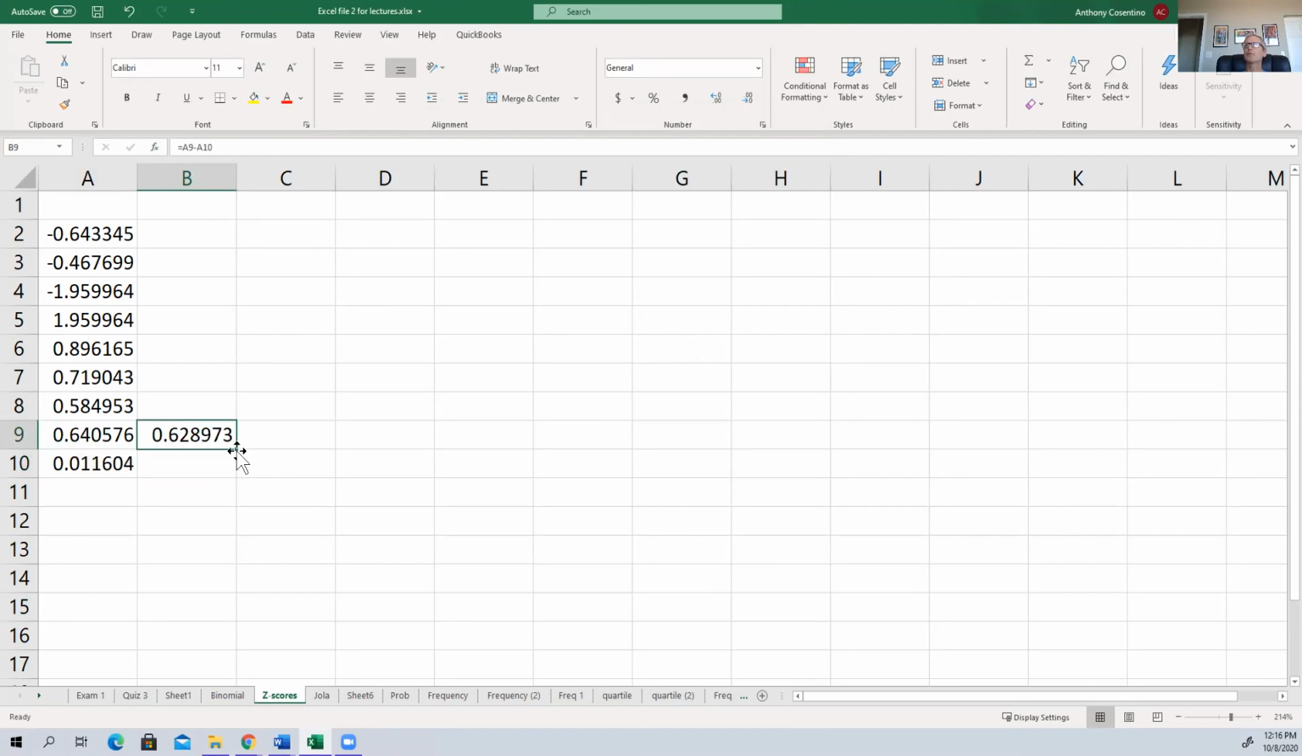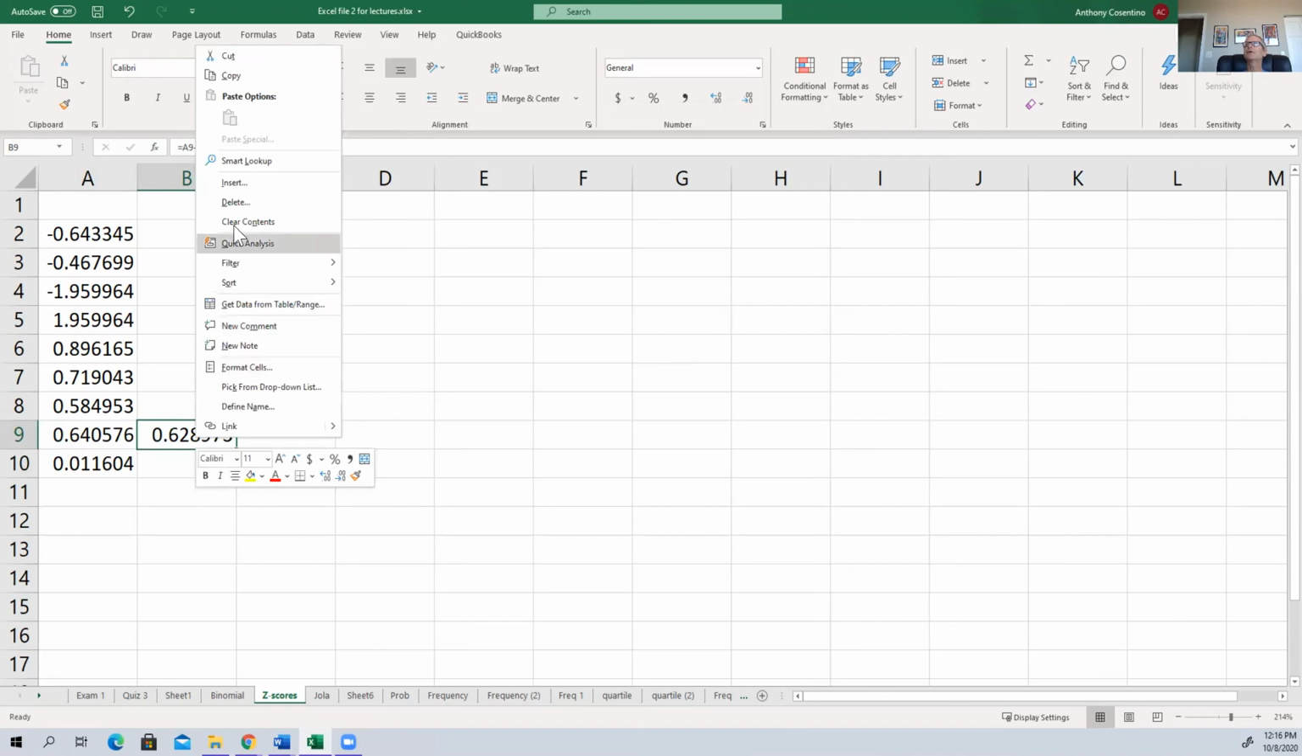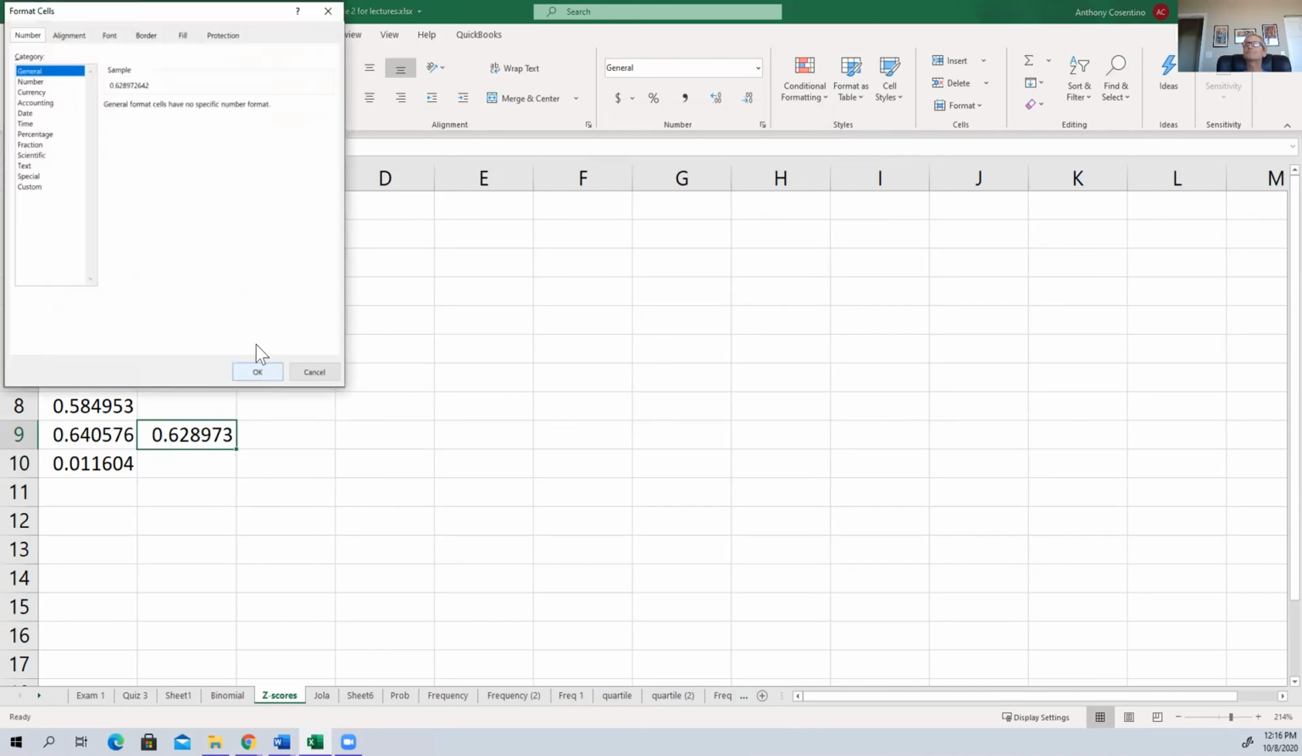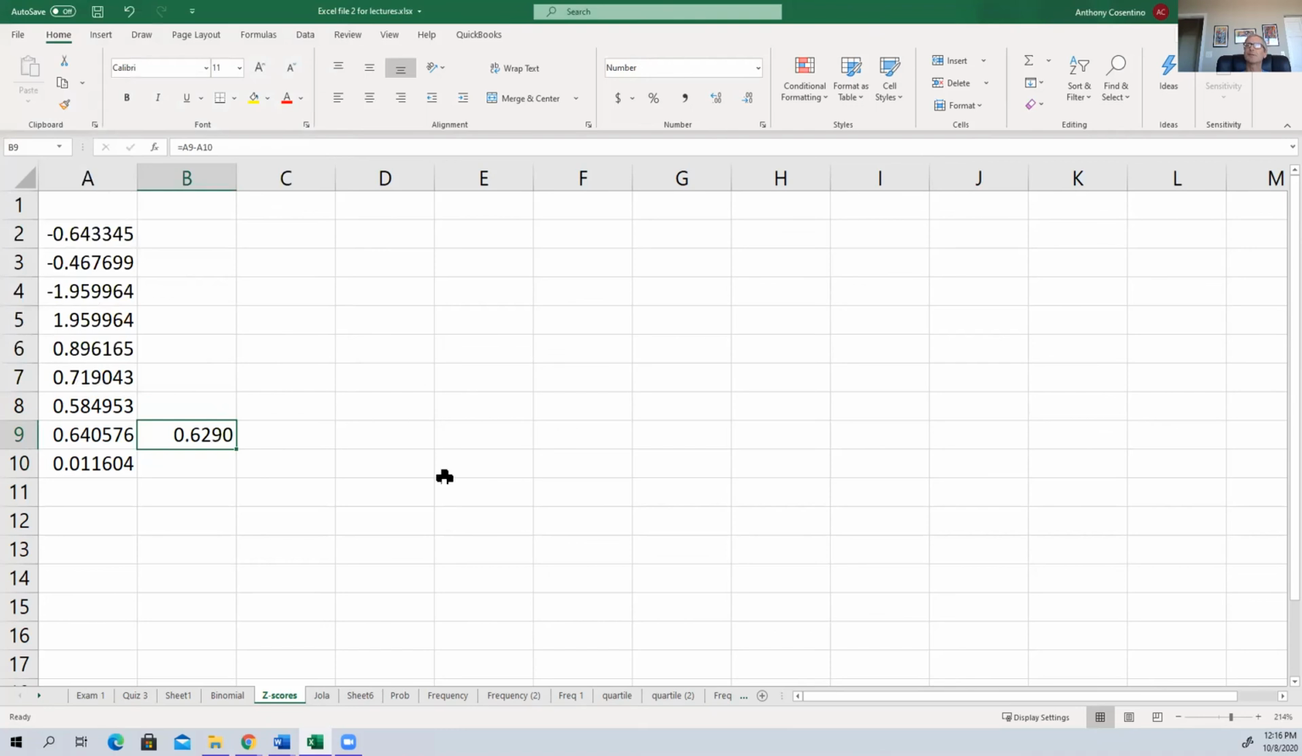And so if you wanted to round this, let the machine do the rounding. And so you would go to format cells, numbers, and do 4 decimal places. So you can see it rounds it to 0.6290.